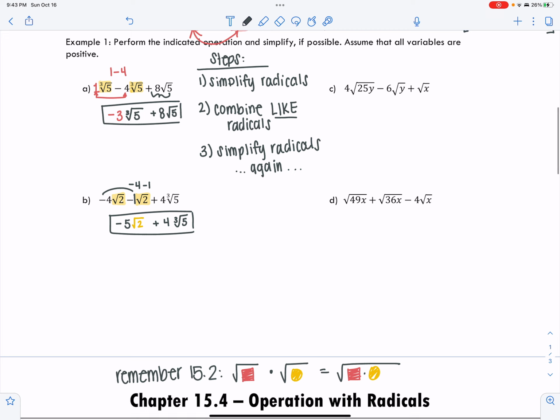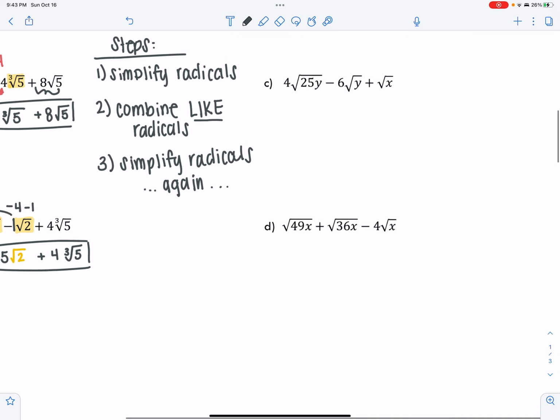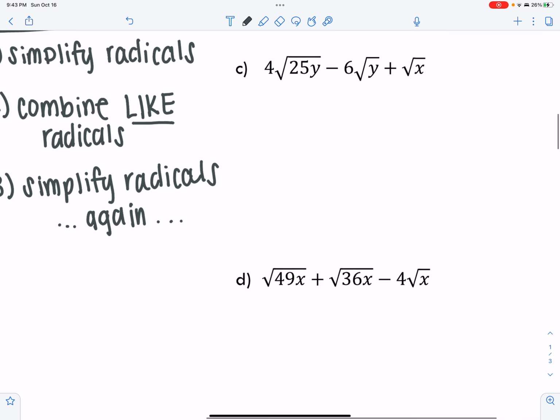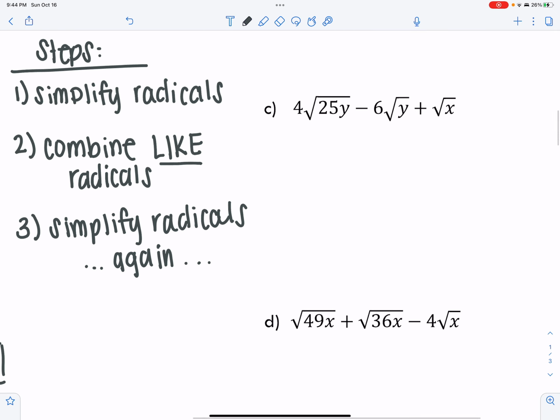All right, so let's look over at C and D. So now we're going to start to add in this other layer of having to simplify the radicals first. So letter C says 4 square root 25y minus 6 square root y plus square root of x. Initially looking at this, none of these radicals match, and so at the moment, I don't have any like terms.